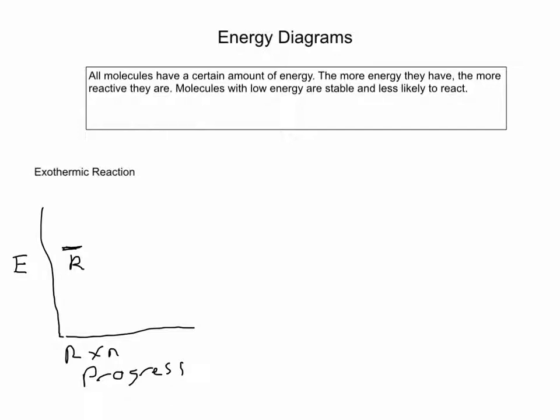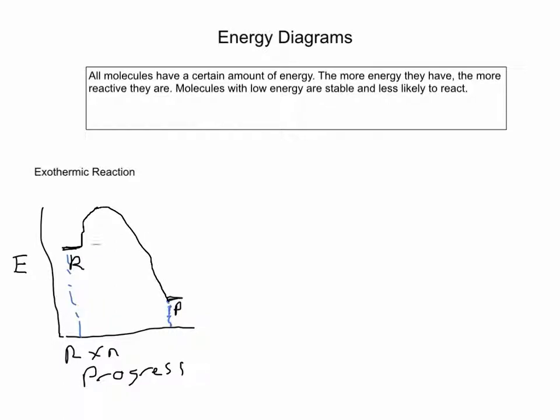So the distance between this line and the x-axis represents the energy of the reactants. After a while, the reaction continues, and we end up with products. And this height represents the energy of the products. We can see that the energy of the reactants is higher than the energy of the products. When the reaction happens, this is what the energy diagram looks like. It goes up, and then it comes back down.